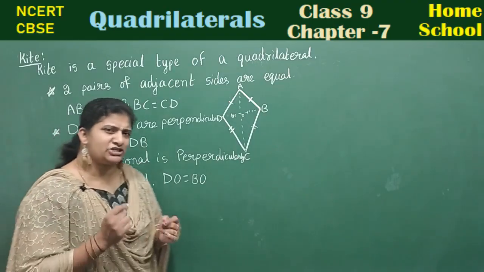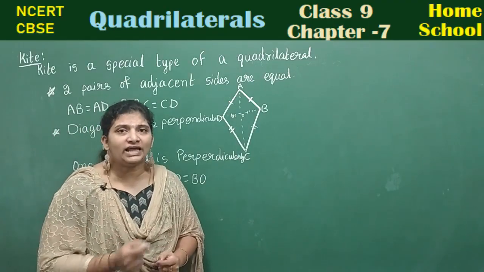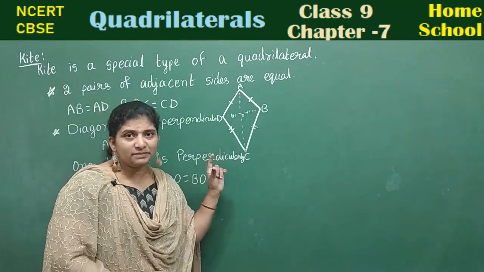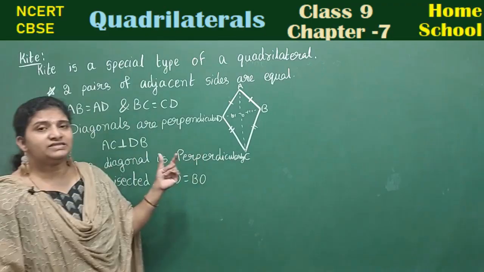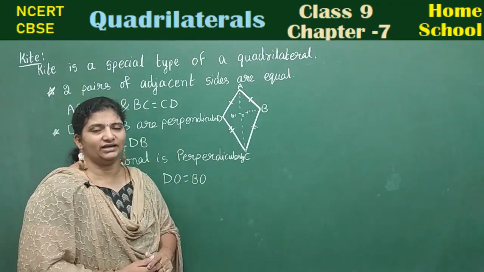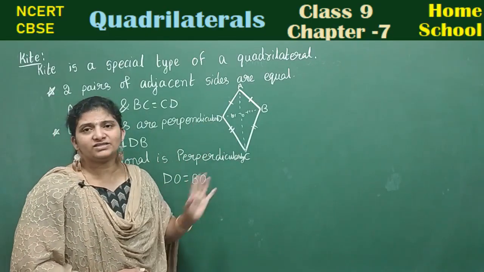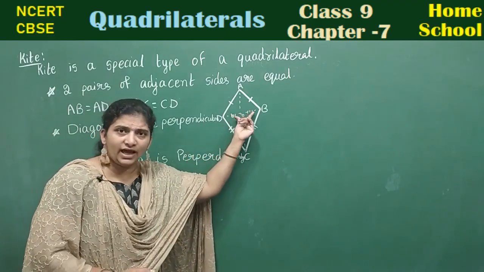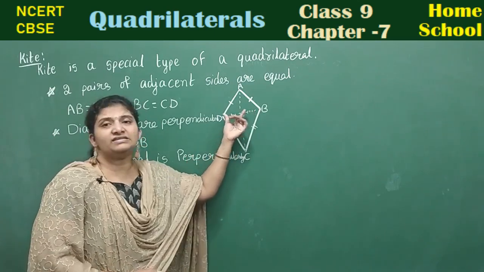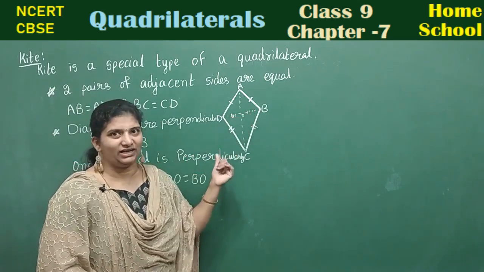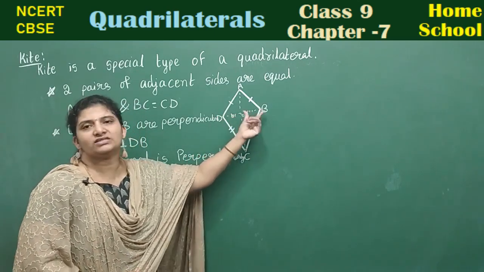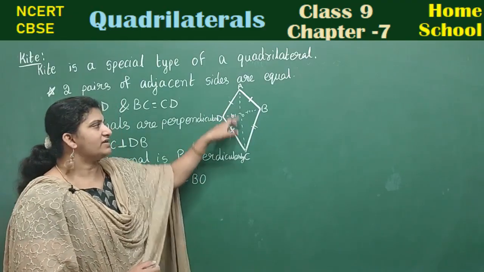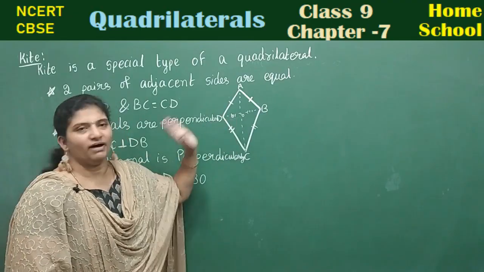And it has a special property that is there only for a kite. What is that property? When diagonals are perpendicular, it is bisecting only one diagonal, and the other diagonal is not bisected. Bisecting means only one of the diagonals is bisected equally. That means DO is equal to OB. Only one diagonal is bisected, whereas the other diagonal is not bisected.